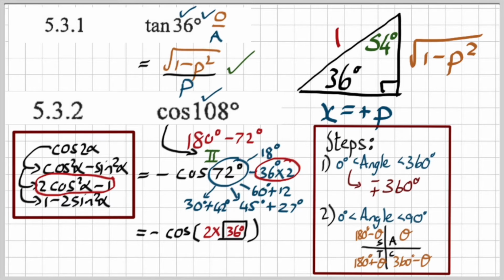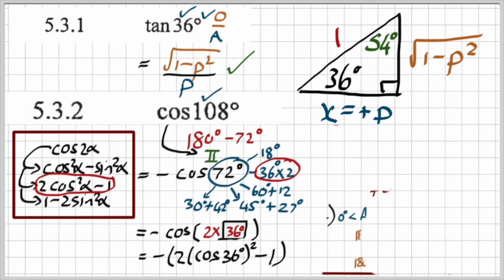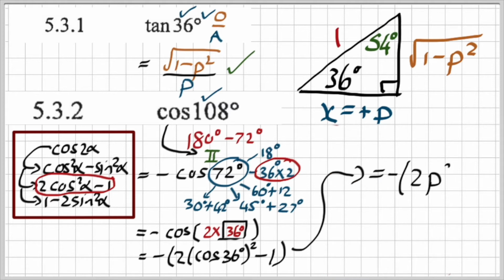But what if you want to choose the other ones? Well, go for it. I'm not going to stop you. It's just going to take you longer. So I'm going to go 2 cos squared block minus 1. Now, I don't want to work with cos squared blocks, so I'm going to move that square to outside the bracket. And I'm going to say, well, cos 36 is p. So multiplying that negative in just gives me negative 2p squared plus 1. As simple and straightforward as this.